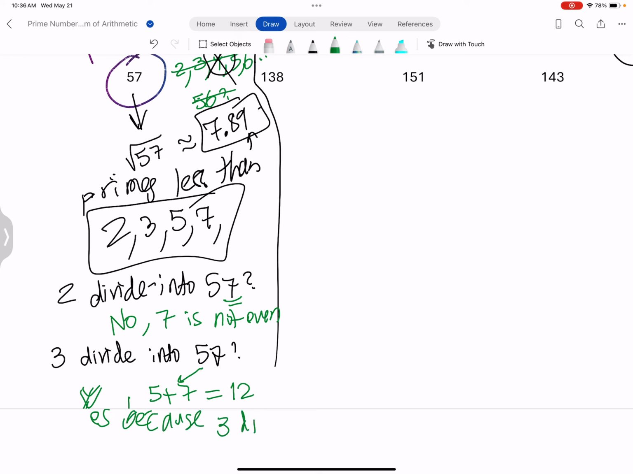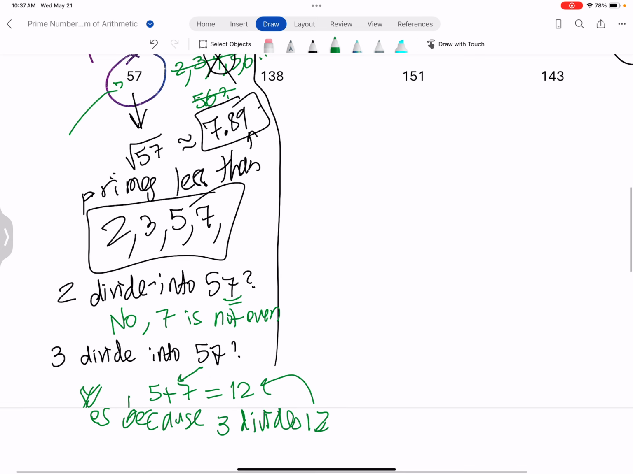3 divides 12, the sum of the digits. So actually, that means this number is not prime. 57, not prime because 3 divides in. Not that they asked us to explain it, but yeah, that one's not prime.